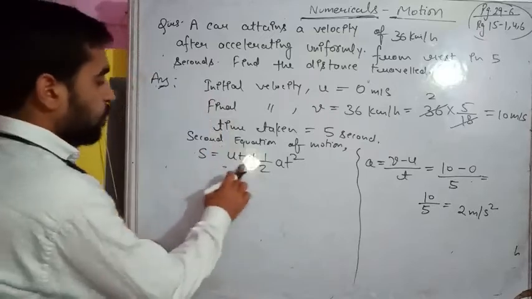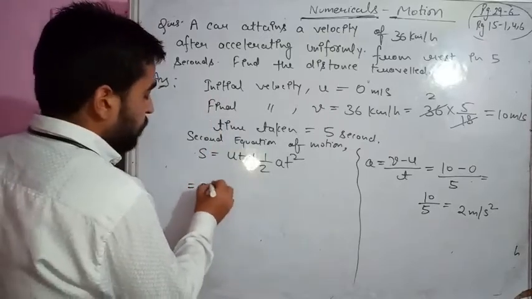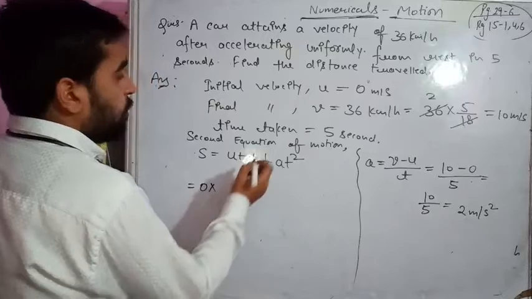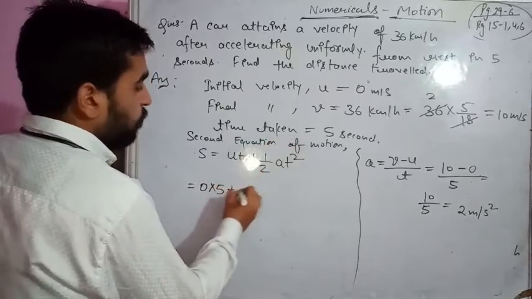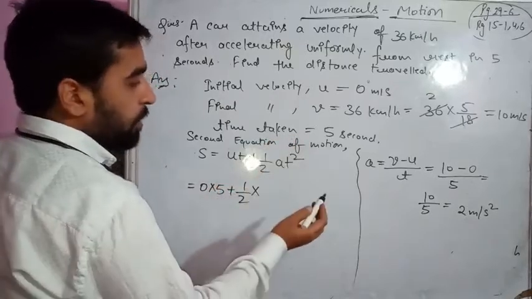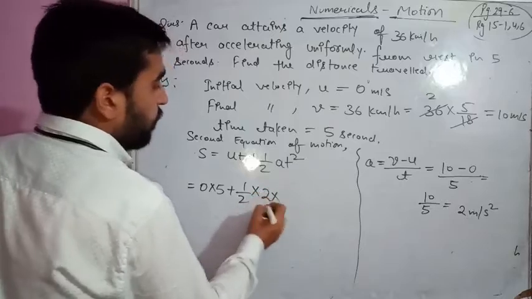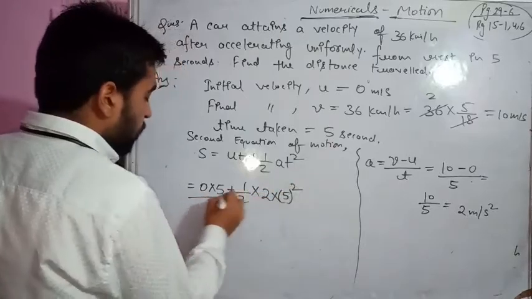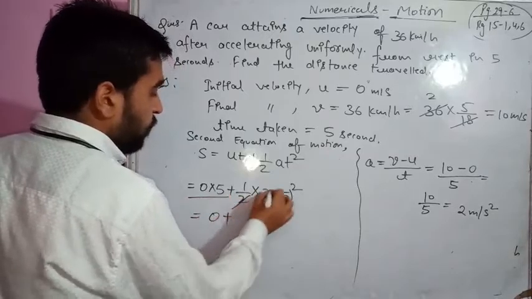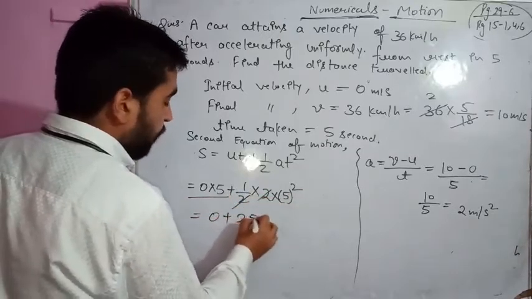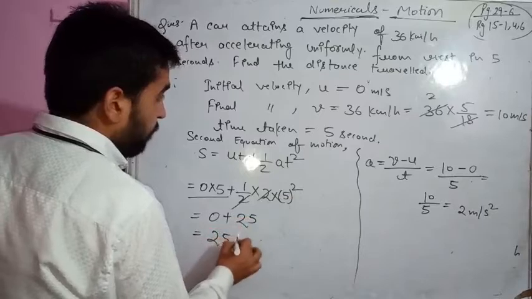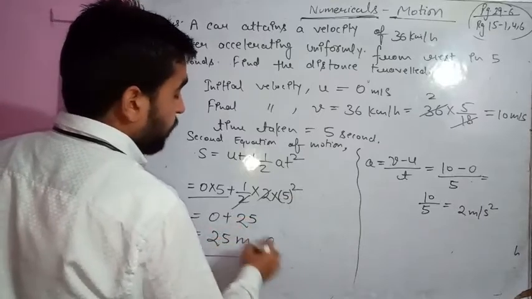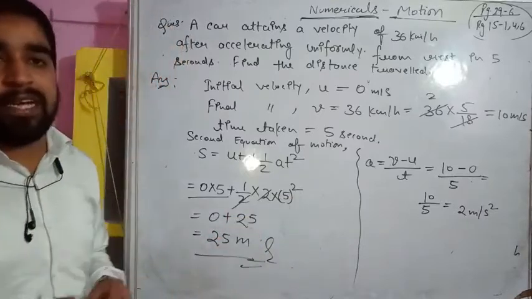Okay. So u, what is u? 0. 0 into time. Time is how much? 5 seconds. So 0 into 5 plus half into acceleration, how much? 2, into what is the time square? That is 5 square. So this whole term is 0, plus 2 and 2 get cancelled out. 5 square is 25. So this will be 25 meters. That is going to be the distance traveled and the answer.